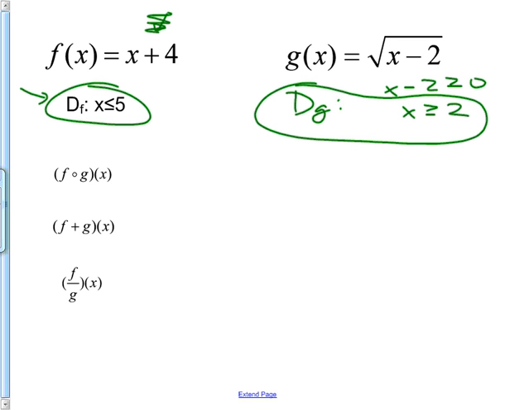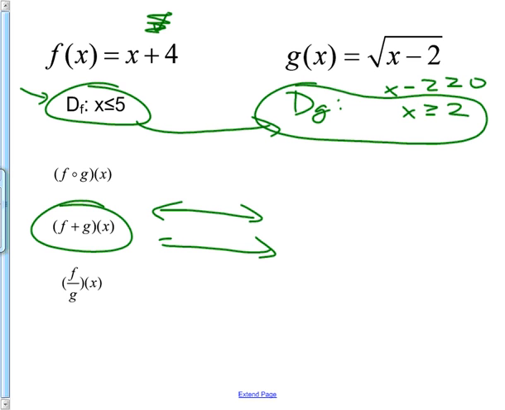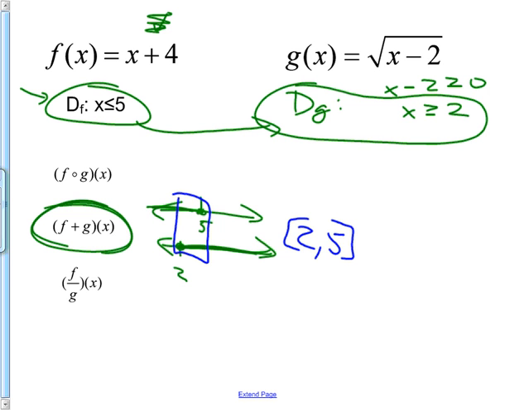So if I'm going to do an add problem, all I have to do is take these two domains and draw them as number lines and overlap them. Because those are the simple kind. The adding or subtracting or multiplying kind are all the simple, just overlap them. Here's 5, and it's less than or equal to 5. Here's 2, and it's greater than or equal to 2. Do you see where the overlap is? Between 2 and 5. So do 2 to 5 brackets. That's for add, subtract, multiply, the easy kind.